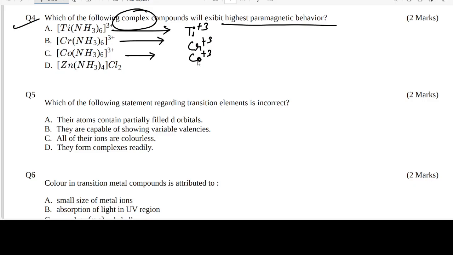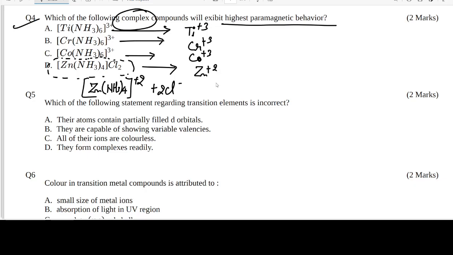And this last one is quite interesting because we have an ionization sphere. Firstly we need to ionize this, so you can write it as zinc NH3 whole 4 plus 2 and 2Cl negative. Here zinc is present in the plus 2 state. All the others are present in the plus 3, and this is plus 2.